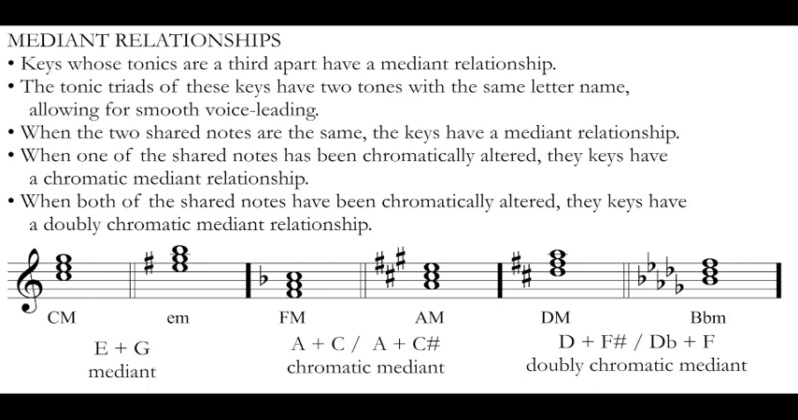As you study romantic music, you want to be on the lookout for chromatic mediant relationships or doubly chromatic mediant relationships. They tend to produce surprising and bold harmonic sounds, and they tend to be something that we find a lot in exciting music. So these are terms that we want to keep in mind.